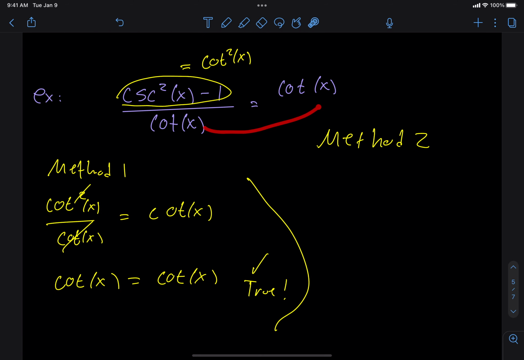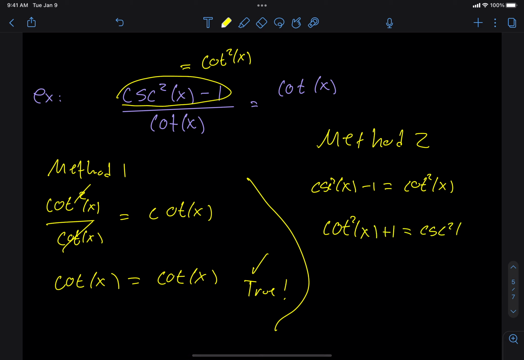Method 2 would be to do the following. I could multiply both sides by cotangent of x, and then what would I get? I would get cosecant squared of x minus 1 is equal to cotangent of x squared. And then I move the 1 over to the other side, and I would get cotangent squared of x plus 1 is equal to cosecant squared of x. And then I would say, aha, this is a Pythagorean identity, which is known to be true.